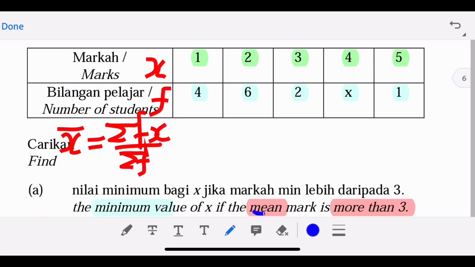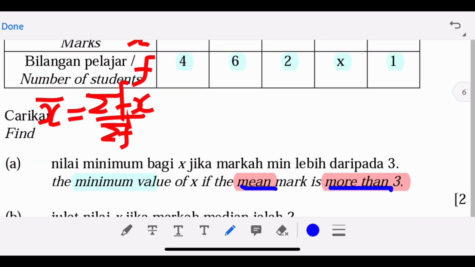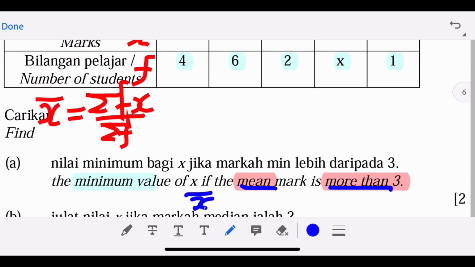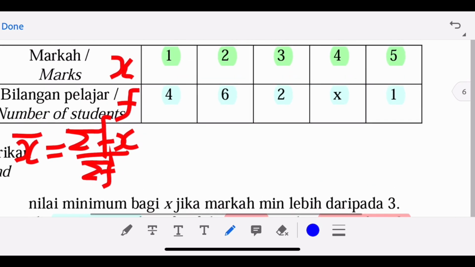So now we are going to multiply 1 by 1. Take the frequency times the mark, 1 by 1. And then you just follow the question. More than 3 is greater than 3, right? So it's an inequality, right? So now let's work out the working.